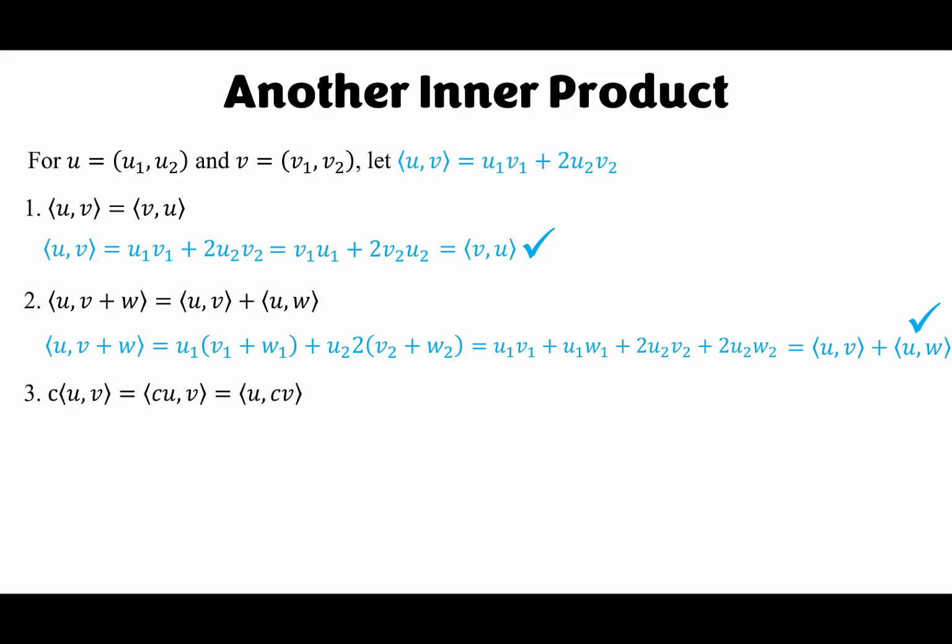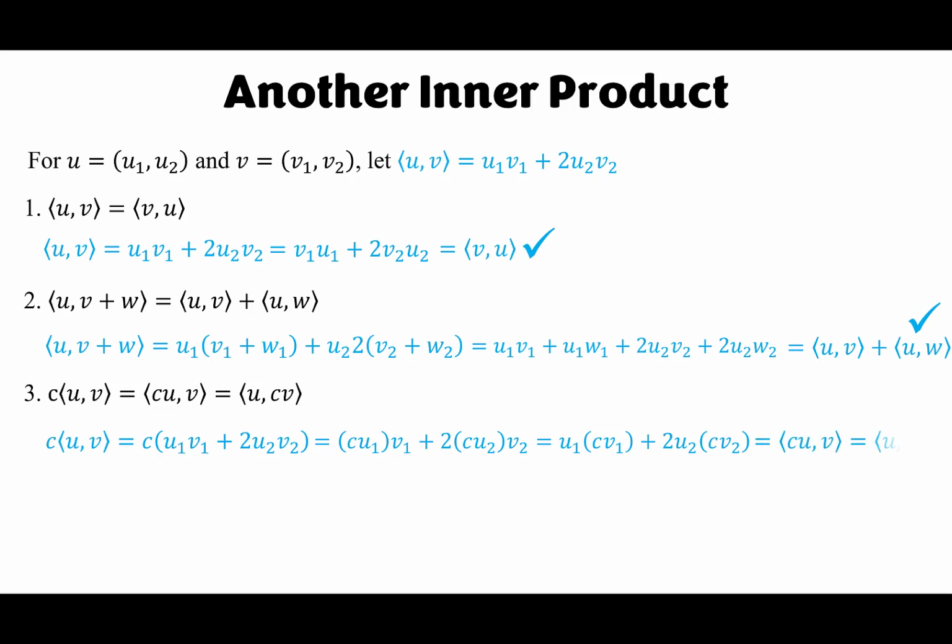So property 3, the placement of the constant multiple c doesn't matter. So by definition, this is what c multiplied by the inner product of u and v is. Now you can multiply the scalar multiple c by the elements in u first, or by the elements in v first. So it doesn't matter. And so we've shown that that's the same as the inner product of cu with v and u with cv. Right? So any way you want to do the inner product, they're all equal. So that satisfies property 3.